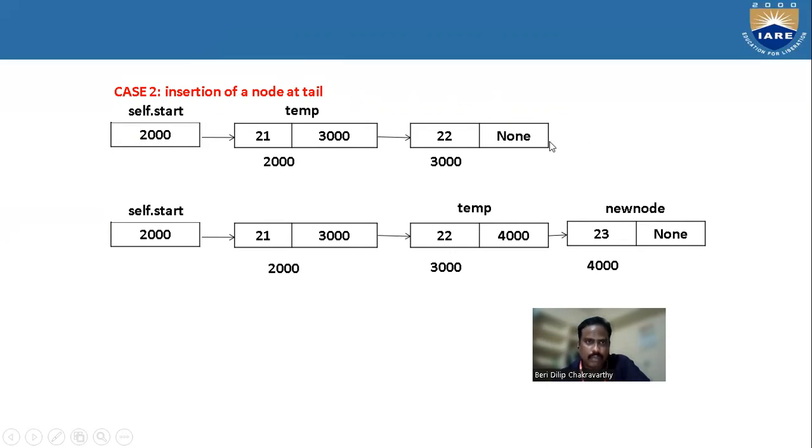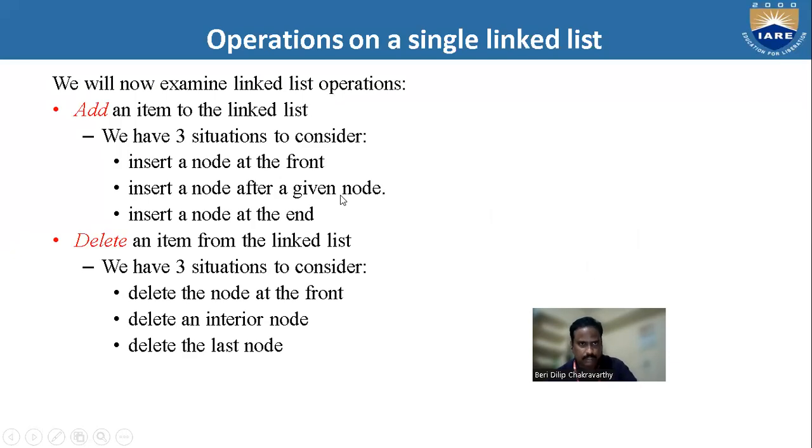Now what is our aim? I need to insert an element at the end. Here I am going to place the node, which means the address of the new node has to be placed here instead of none. Observe here, I have taken a new node, 23. The address of that node is 4000. That 4000 should be placed here, so I'm removing this none and placing my new node address, 4000. In this way I'm going to insert an element at the end.